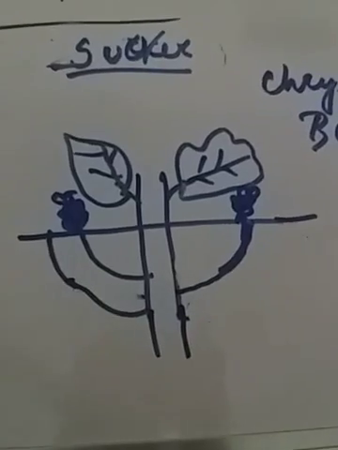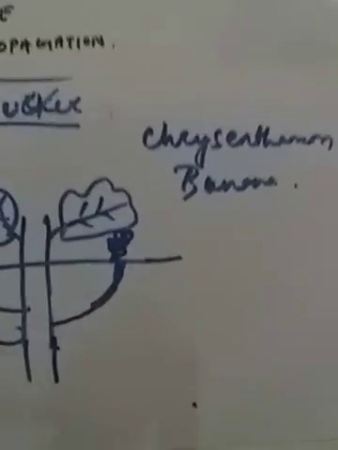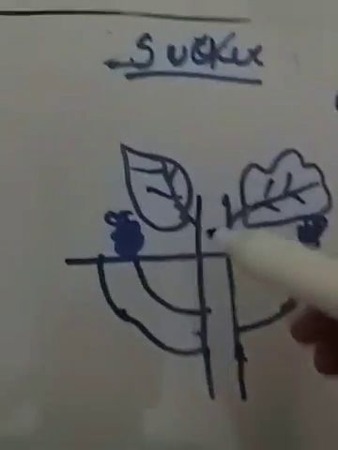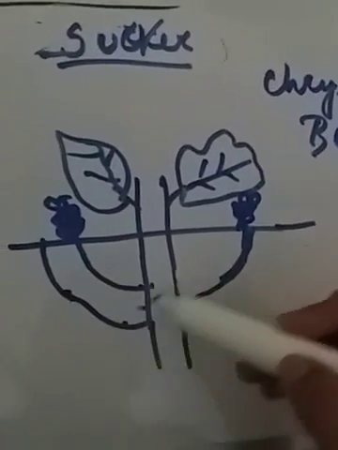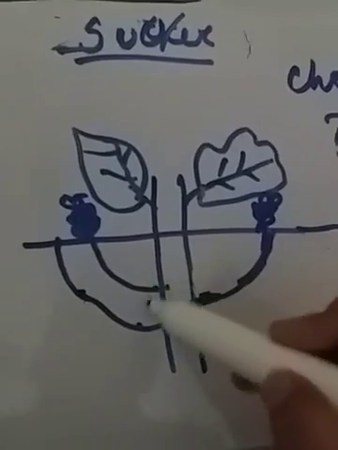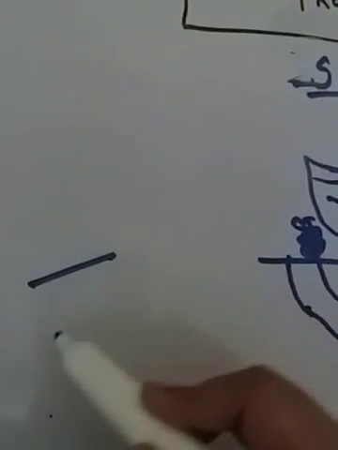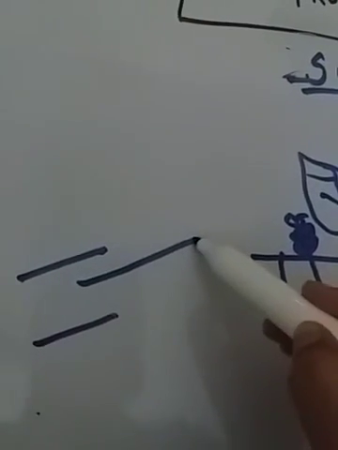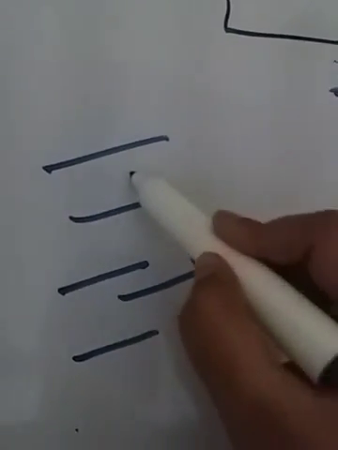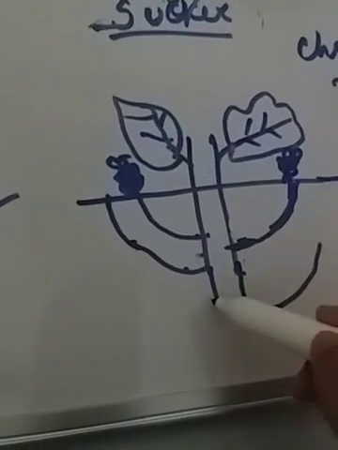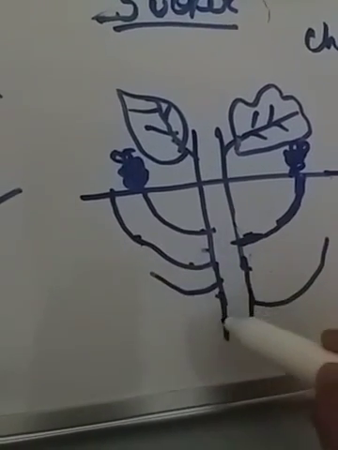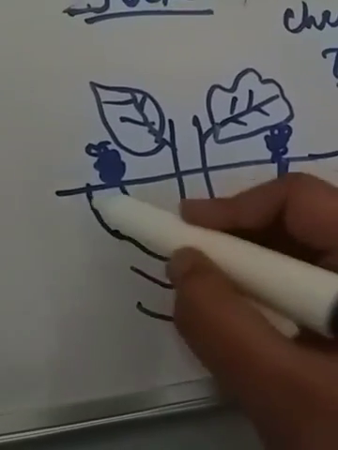The diagram is like this. This is how a sucker looks, like chrysanthemum and banana. See, the major thing is that between these two lateral branches, another lateral branch is present in between. Then like this and this, then present in between here. It goes on like that. Then again one more grows like this, and it will cover. It goes on like that.